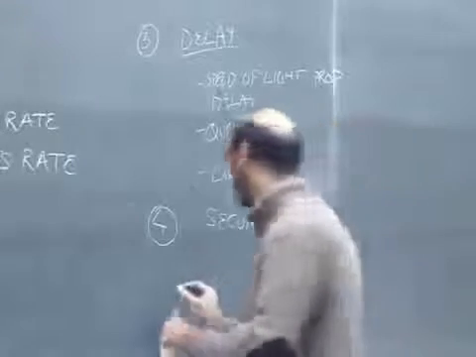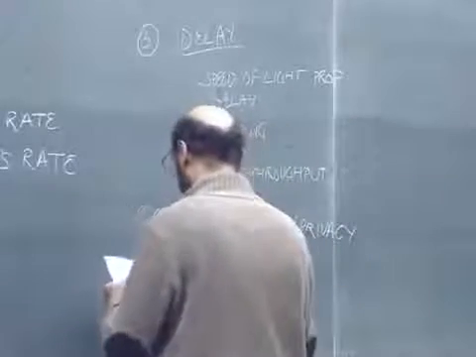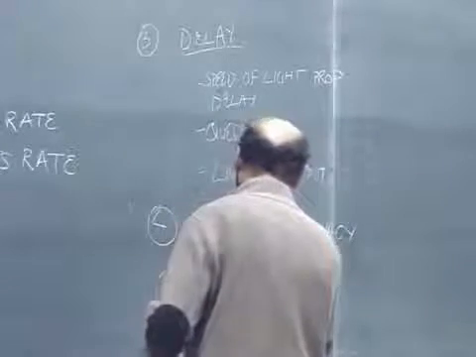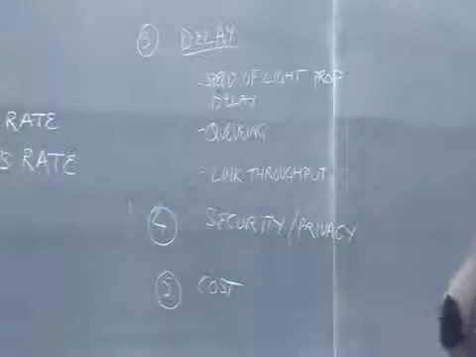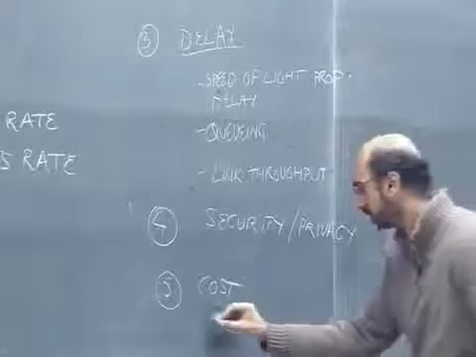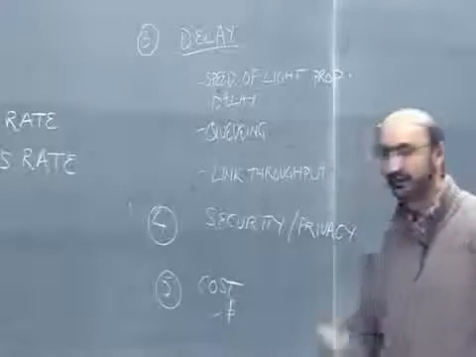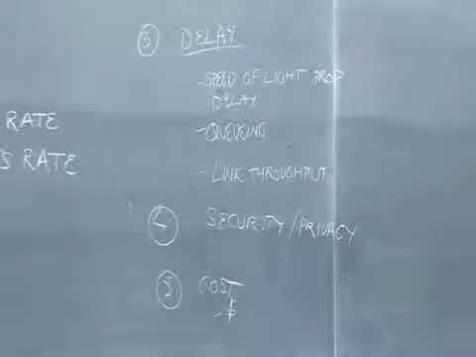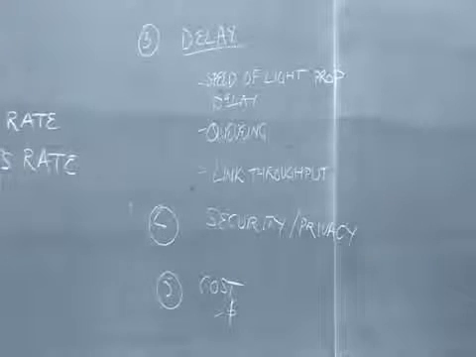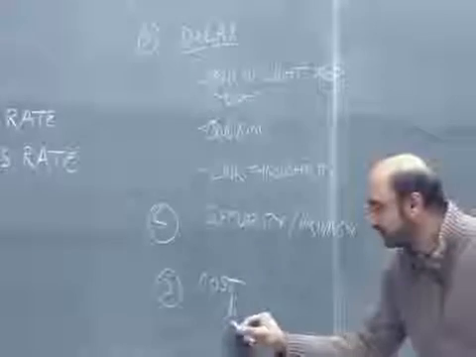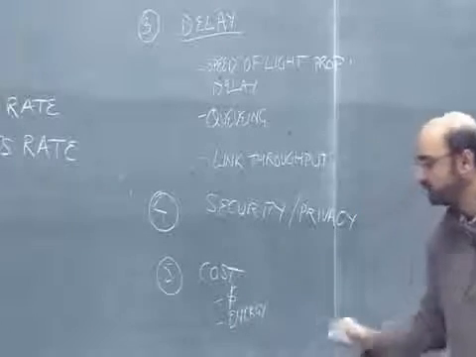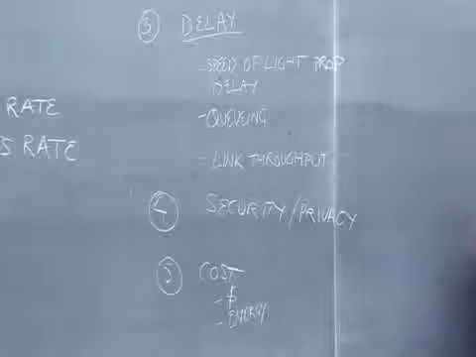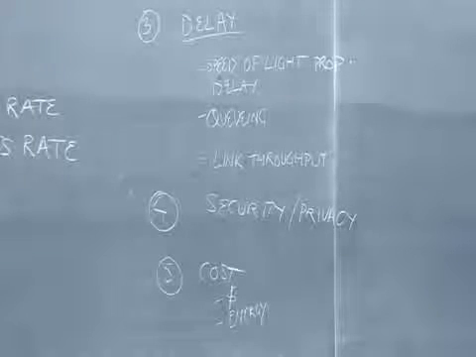Okay, so let's talk about the last one, which is the cost. The cost of a link has basically two parts. One is you can think of it as a dollar cost. How much does it cost per second, per minute, per month, per year? So you have to pay for it. And the second cost is an energy cost. The energy cost is how much energy it takes to use the link.